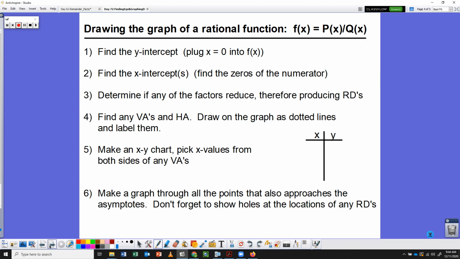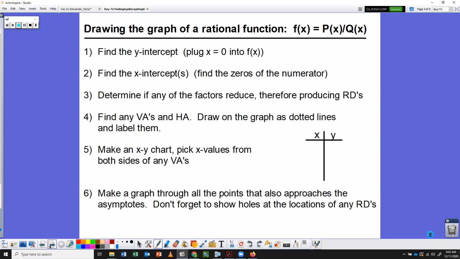The last thing that we're going to do today is we're going to talk about how to draw the graph of a rational function by hand. So the first thing that you're going to want to do when they give you your rational function is find the y-intercept. The way that you always find a y-intercept is you plug x equals 0 into the formula. So in other words, you evaluate at x equals 0.